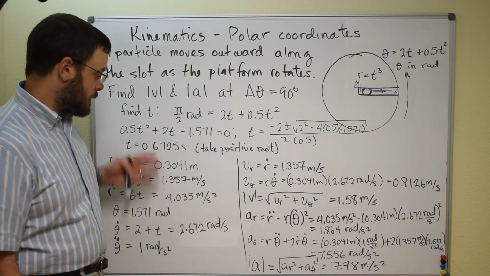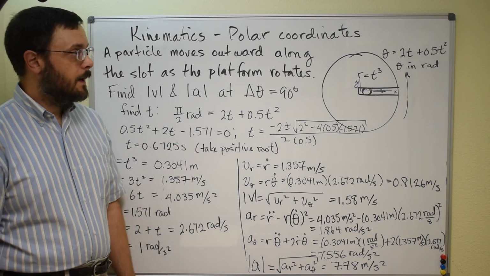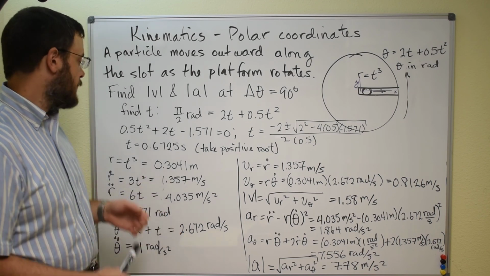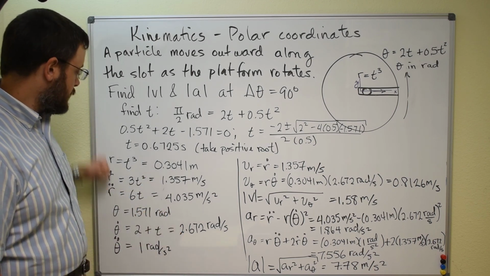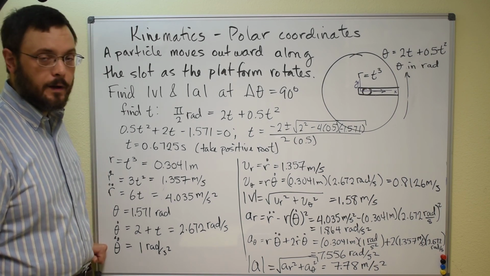So you can see this is a good general approach that works when you have polar coordinates. It doesn't really matter how the problems are specified. Just make sure that you're able to fill in this table. R, r dot, r double dot, theta, theta dot, theta double dot.